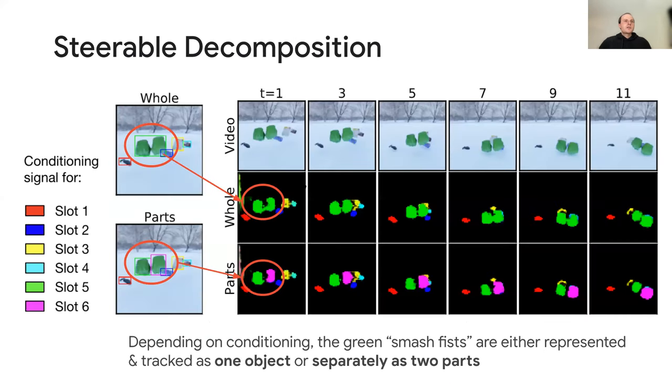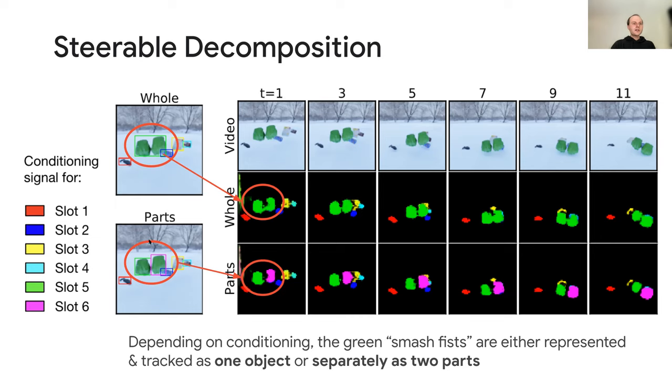And the very last bit I want to mention is a finding we had in steerable decomposition, which is more of an anecdotal finding. What we did here is we have a video which has this Hulk smash fist object, which is basically just two green fists smashing down into the ground. And these two fists are usually represented in the dataset as one object. So it only ever has seen this as a single object with one box around it. And in this case, it tracks both fists as one joint object.